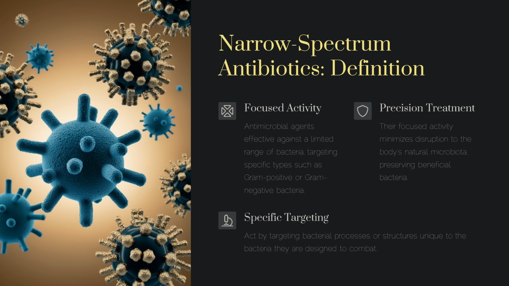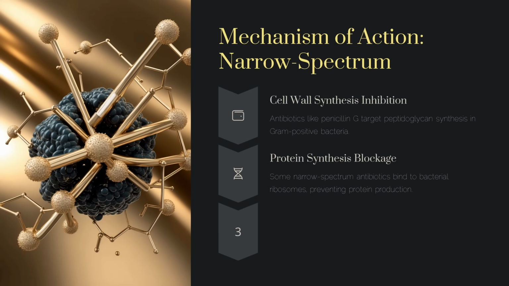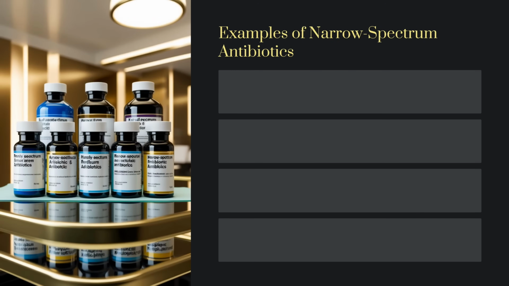Second is blocking protein synthesis by binding to the bacterial ribosome. And third is interrupting nucleic acid synthesis or function. Here you can recall the last lecture, that is the week 2 lecture, where we discussed all three mechanisms in detail. Examples of narrow spectrum antibiotics are penicillin G and penicillin V.